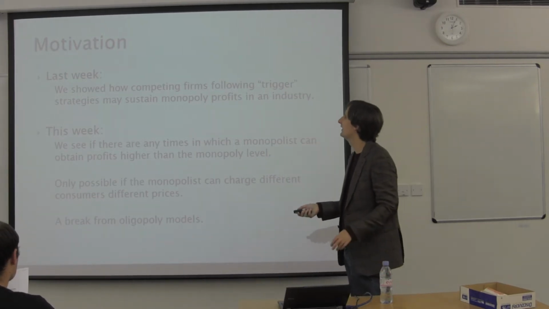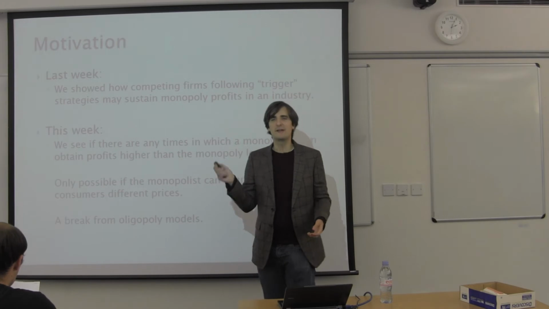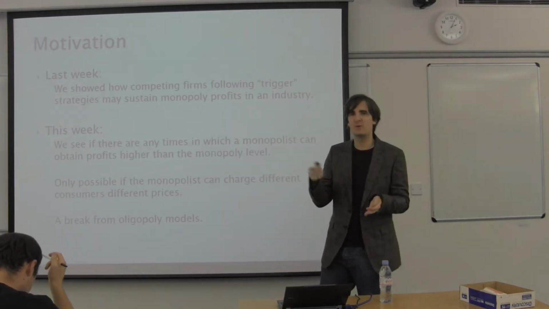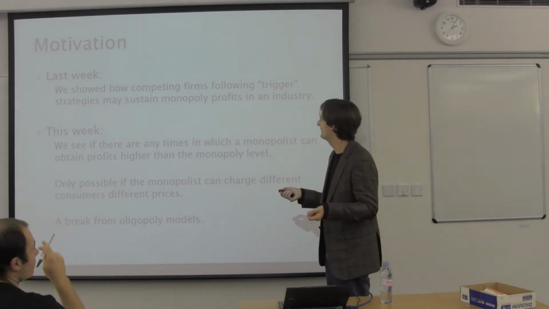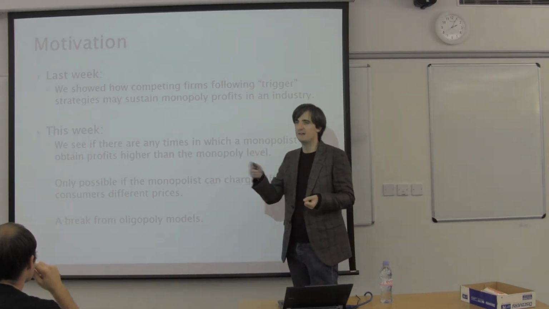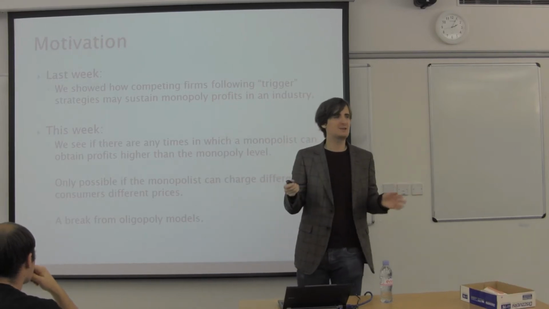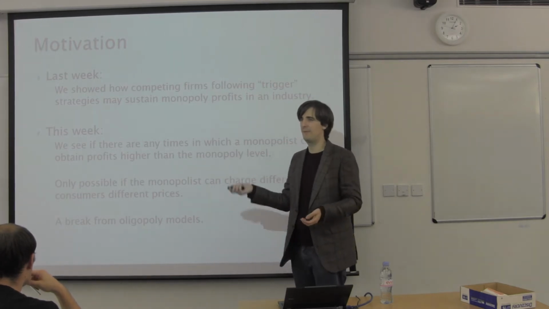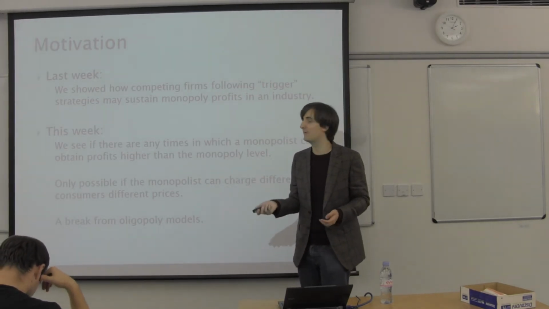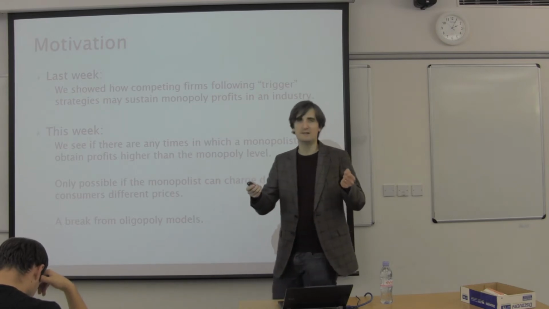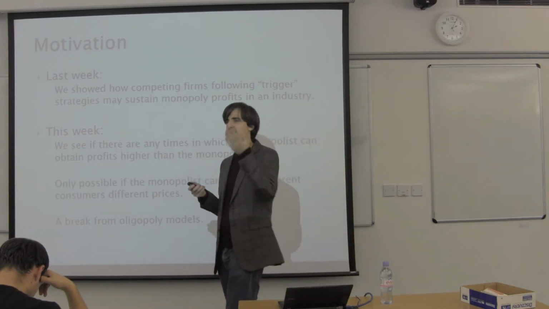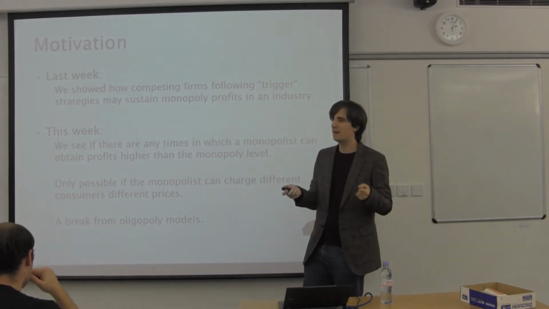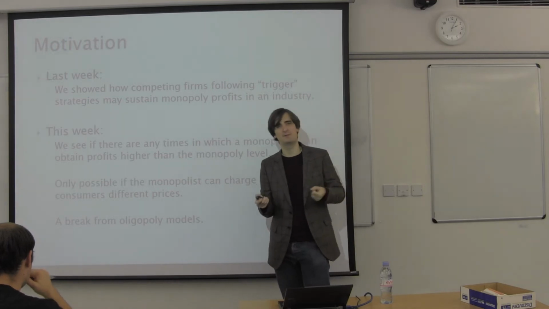Right, let's get going. So last week we were looking at ways in which firms could defeat the Cournot or Bertrand level of profit. By following these trigger strategies in a repeated game, even when there was competition, we showed that firms could get close to the monopoly level of profits. So we showed that with oligopoly you can actually beat the Cournot or Bertrand level of profits in a repeated game setting. This week we're going to see if you can actually beat the monopoly level of profits.